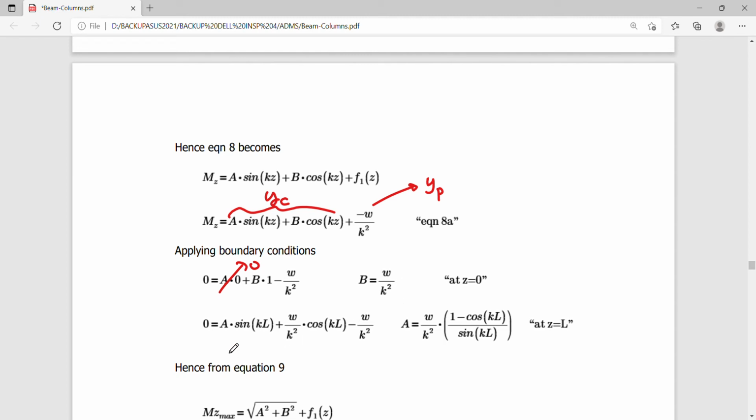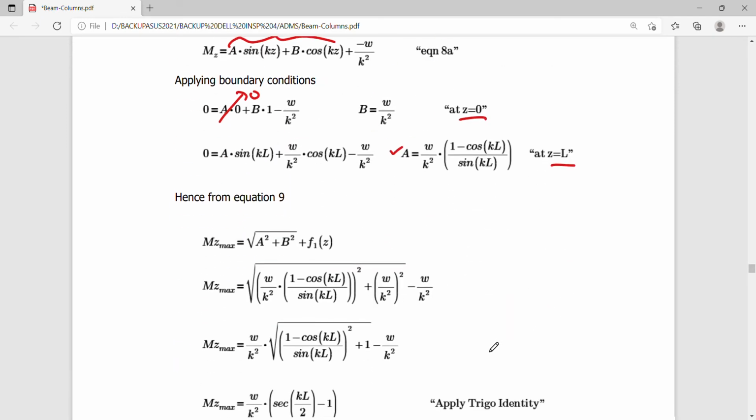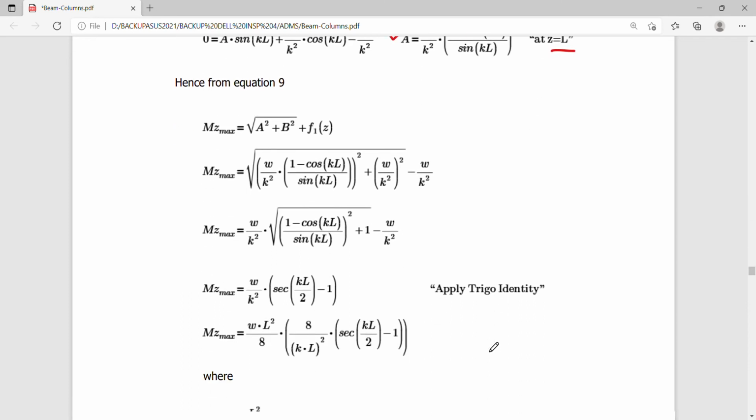So at z equals L, this is your boundary. Your equation becomes 0, so there are no end moments. So a sine kl plus b, which is w over k squared cosine kl, minus this particular expression here, w over k squared. We can now solve for a by simply transposing and factoring out w there. We get a equals this expression.